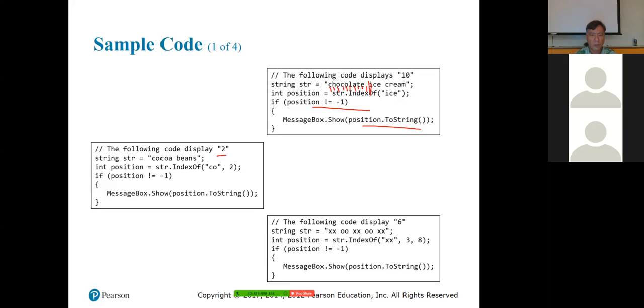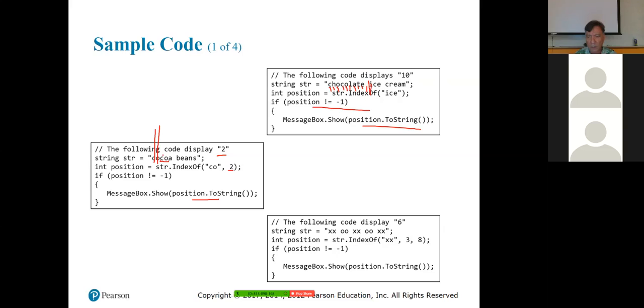This displays a 2 because it's looking for the first occurrence of CO, starting with the second index. So it's going to skip this, skip this, and start with the second index and look for the first occurrence of CO, and there it is. It's right where it starts. It's at 2. So that's why this displays 2.